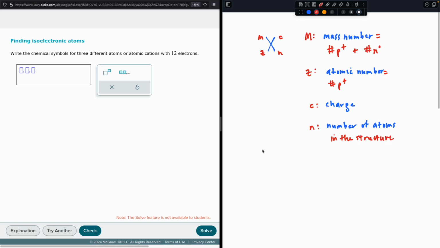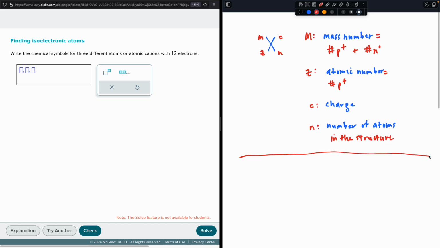Okay, so here's a topic that I think is one of the trickier ones for tomorrow. It's on tonight's homework due tomorrow, and it's called finding isoelectronic atoms. And now I think we're going to really find that the use of good notation is really important.